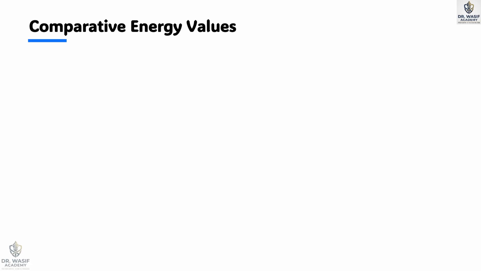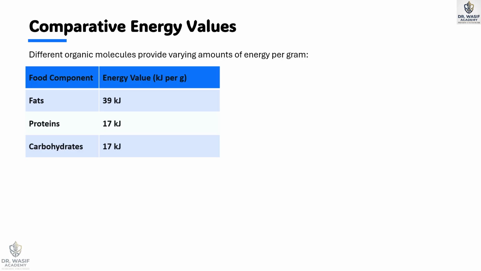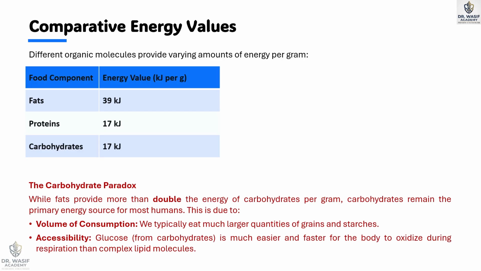So when we look at a food under a microscope, different organic molecules hold vastly different amounts of chemical energy within their bonds. As has been discussed earlier, what fats give us, what proteins give us, what carbohydrates give us. Here's just a recap of this table, but definitely we should add something more on this slide. You will have to understand the carbohydrate paradox.